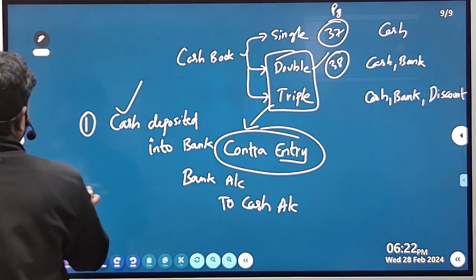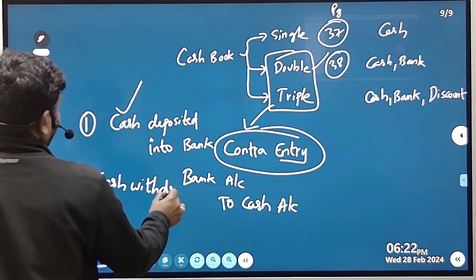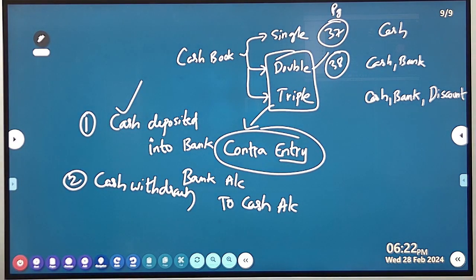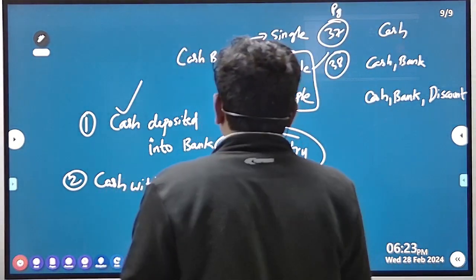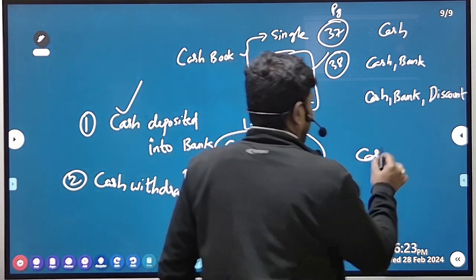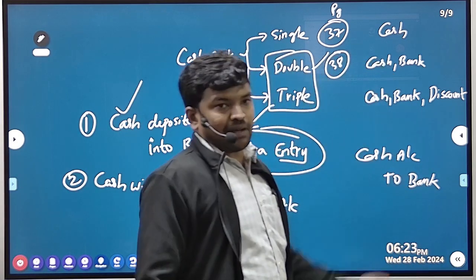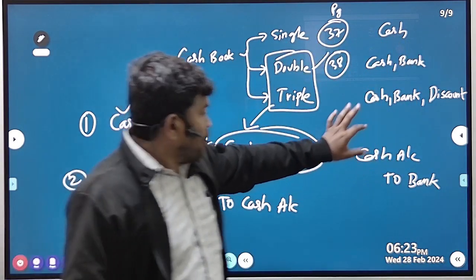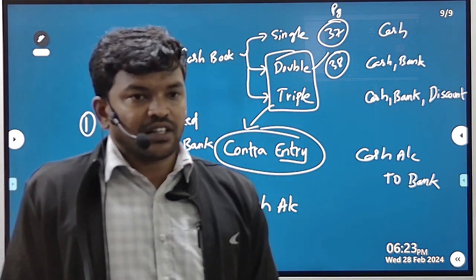Cash deposited into bank. Second one, cash withdrawn. This is also a contra entry. What will be the entry for cash withdrawn? What will be the entry? Cash to bank. Very good. Reverse. Cash to bank. Cash account debit to bank account. My cash balance increases, bank balance decreases. This is also a contra entry because both the ledger postings happen in a single account.